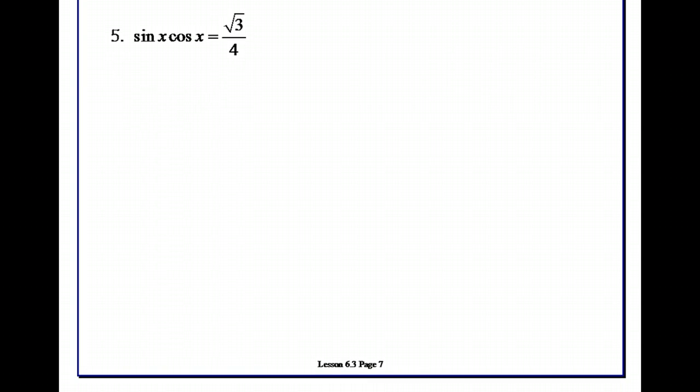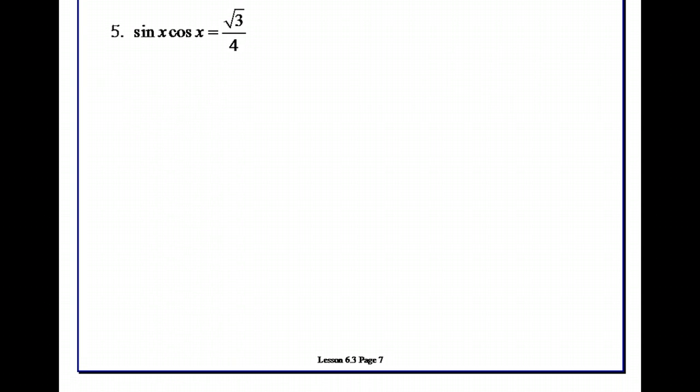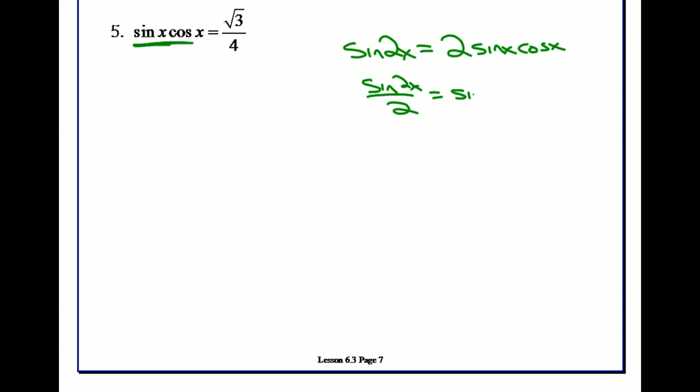Sine x, cosine x. Same thing, you have 2 different trig functions in here. Sine x, cosine x. Again, does that look vaguely like an identity that you had? Sine of 2x, which was 2 sine of x cosine of x. That's a known identity from section 5. So here's sine x cosine x. Let's divide both sides by 2 here, and I have sine 2x over 2 is sine x cosine x.